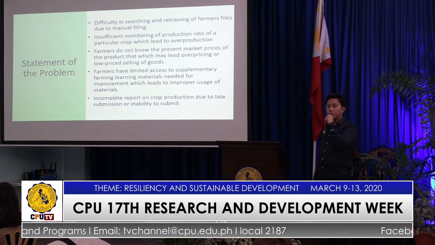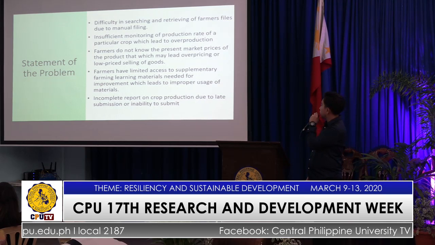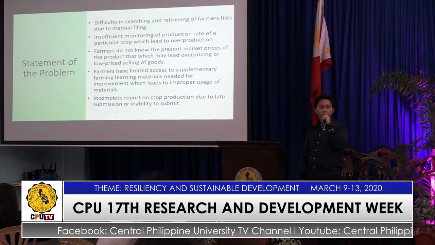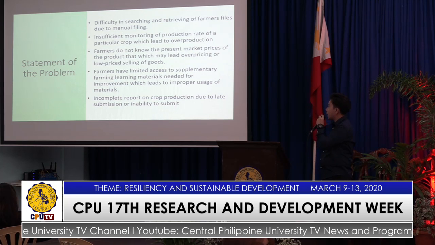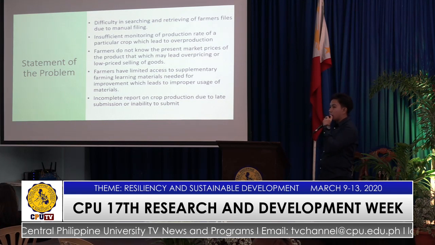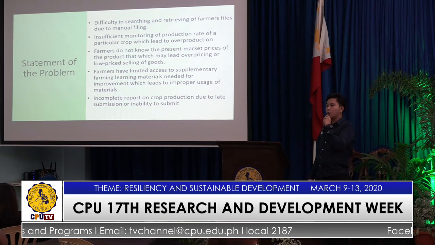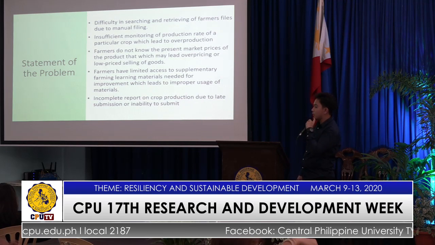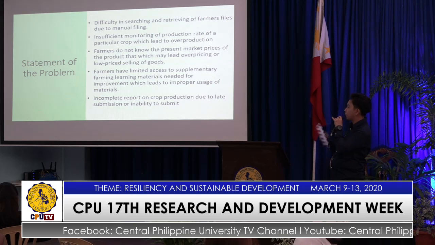Farmers in Oton are not informed what the right prices are for the products, because the Department of Agriculture usually delays or sometimes doesn't report the prices to the farmers. Fourth, farmers have limited access to supplementary farming learning materials needed for improvement, which leads to improper usage of materials. In my case, farmers have the knowledge of what they are doing, but need more skills to improve the farming process. And lastly is incomplete reports on production due to late submission or inability to submit reports.